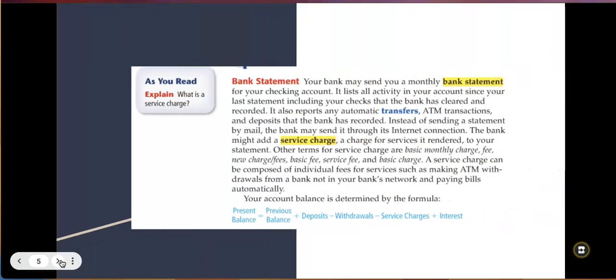Your bank may send you a monthly bank statement for your checking account. It lists all the activity on your account since your last statement, including your checks that the bank has cleared and recorded. It also reports any automatic transfers, ATM transactions, and deposits that a bank has recorded. Instead of sending a statement by mail, a bank might send it through its internet connection. So you might get your statement online or in the mail. The bank might add a service charge, or a charge for services rendered, to your statement. And there are lots of different sorts of fees that can go along with that.